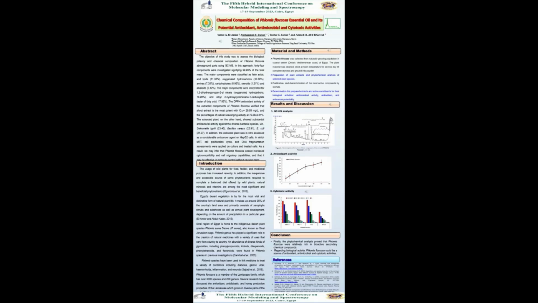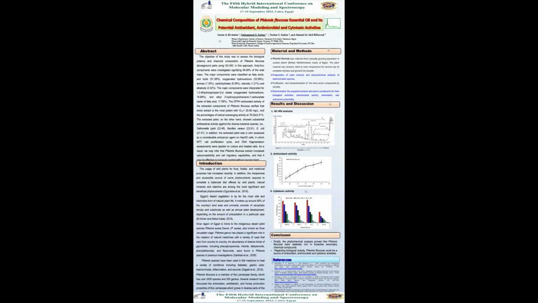Cytotoxic activity. The significant cytotoxic potential of Phlomis floccosa having IC50 values 66.22 micrograms per milliliter for HepG2 cell lines, 70.51 for MCF7 cell lines, 63.59 for PC3 cell lines, and greater than 100 micrograms per milliliter for normal cells.